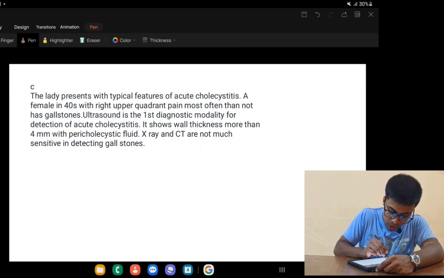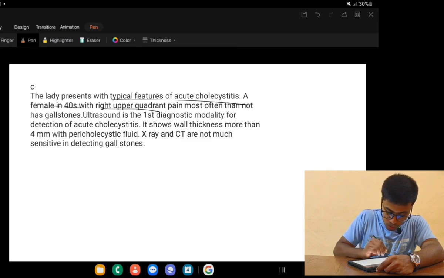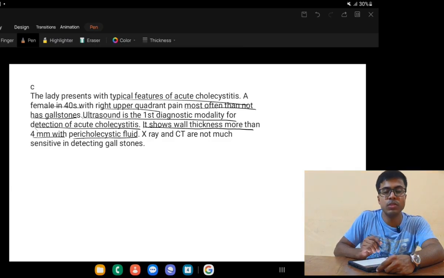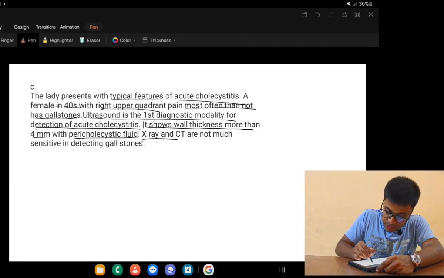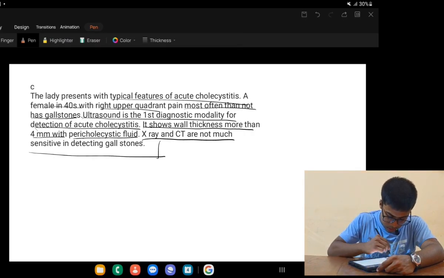So let's see the explanation. The lady presents with typical features of acute cholecystitis: female in her 40s, right upper quadrant pain, more often than not has gallstones. Ultrasound is the first diagnostic modality for detection of acute cholecystitis. Wall thickness more than 4 mm, pericholecystic fluid. X-rays and CTs are not very sensitive in detecting gallstones. So this is the thing.